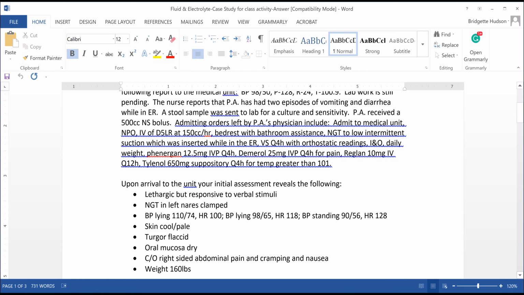And then when we stood her up, because that's how you should do an orthostatic: BP lying down, then at a 45 to 90 degree angle, and then standing up. So each time her blood pressure dropped more than 10 points, correct? What's the rule about orthostatic readings and what's considered to be positive or negative? Isn't it a difference of 30 points? Is that true? I'm trying to go by memory.